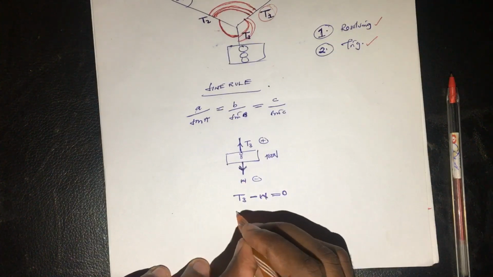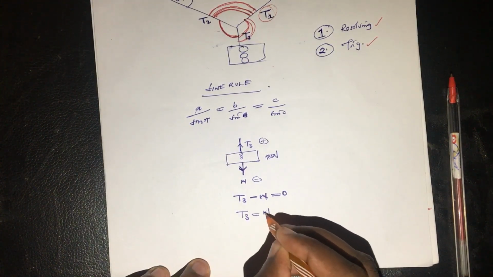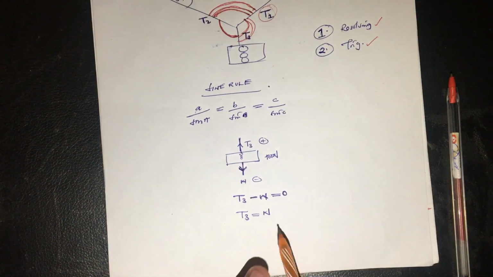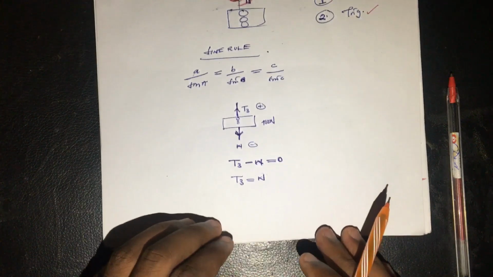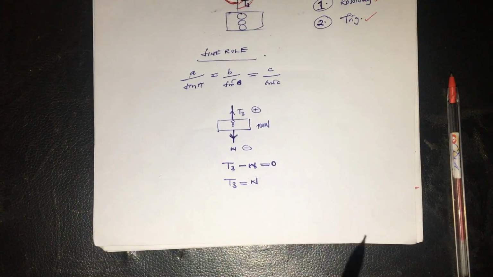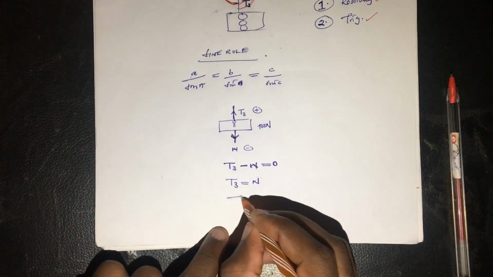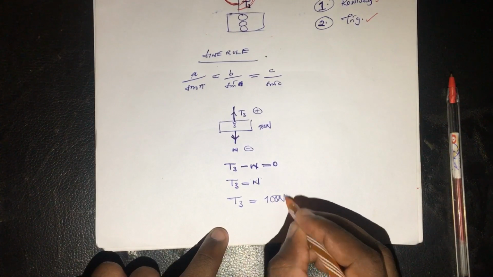Then T3 will be equal to the weight, and we know that this is the weight of the traffic light, meaning that automatically T3 is equal to 100 newtons.